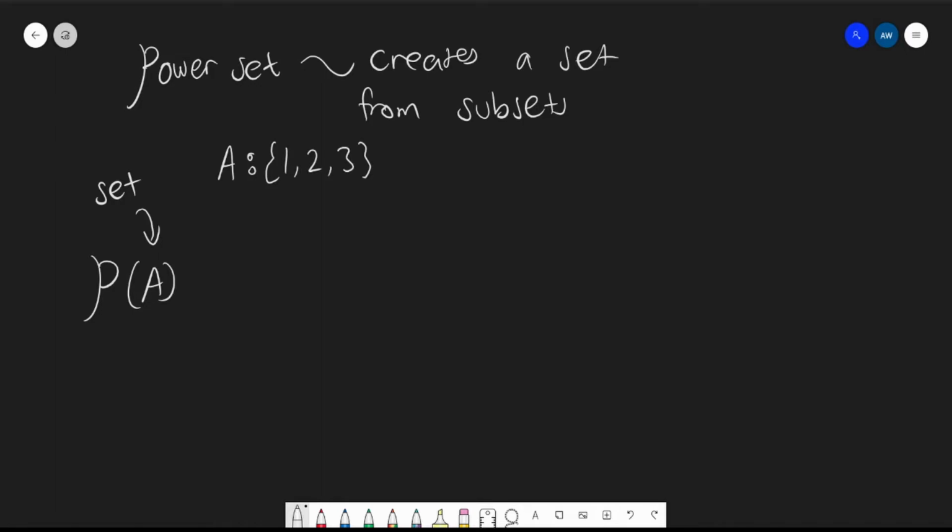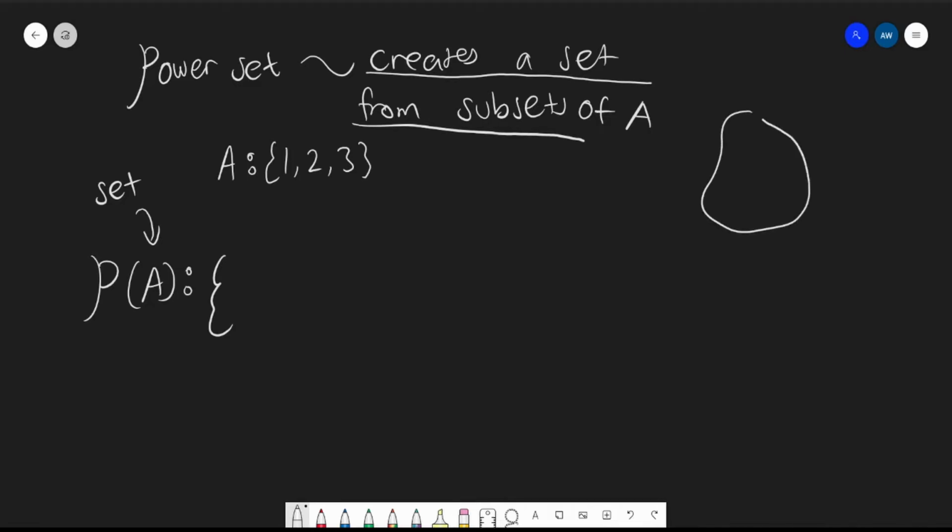So the power set of A, it creates a set from subsets. And what subsets? Well, subsets of A. So the power set of A is a set which consists of the subsets of A. What are the subsets of A? Well, let's draw a Venn diagram because maybe that will help. Well, I can definitely put the empty set here. It's definitely inside of the set A. So I can just put the empty set down here.